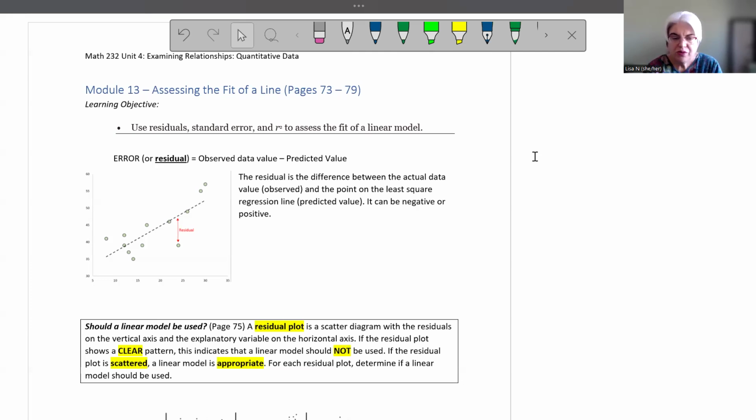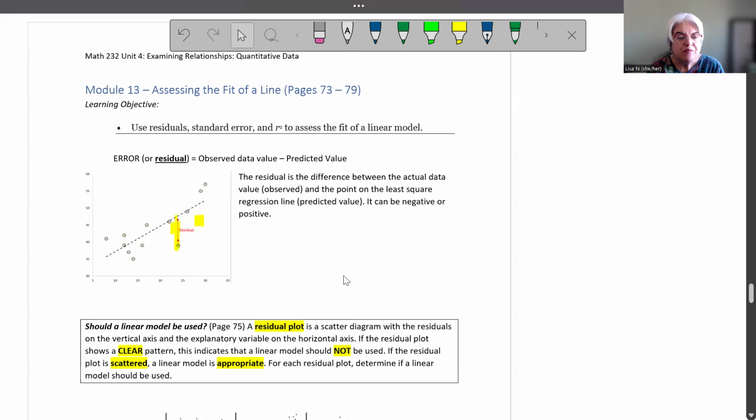So if you see right here, we're measuring the distance from the line to the point, and that's the residual. Now, if the point is below the line, it's a negative residual, and if the point is above the line, then it is a positive number.